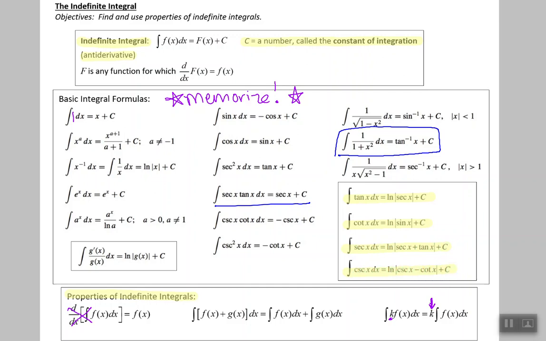Then, of course, thinking about how we take integrals of quotients, when we have the denominator as our u and its derivative is in the numerator, that's going to give us the natural log function as the antiderivative. So here are some new antiderivatives that we also must memorize.